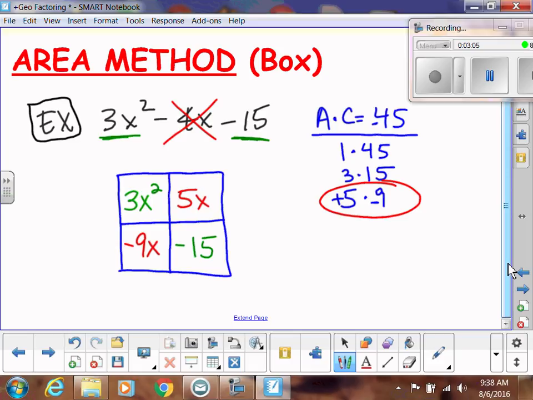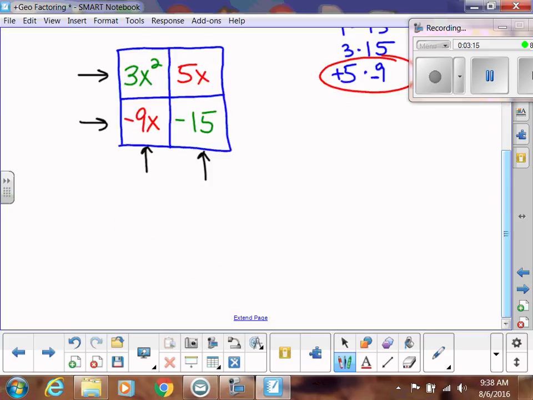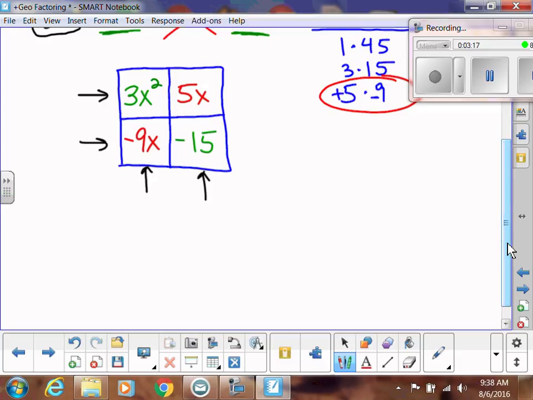In each row, so I've got a row here and a row here, and I've got a column here and a column here. Okay, so in each row and in each column, I'm going to do the greatest common factor. So you see how this is very similar to factor by grouping, where we have different groups and we're going to do the greatest common factor. So in this row, I have 3x squared and 5x. So there's no coefficient in common, but just x.